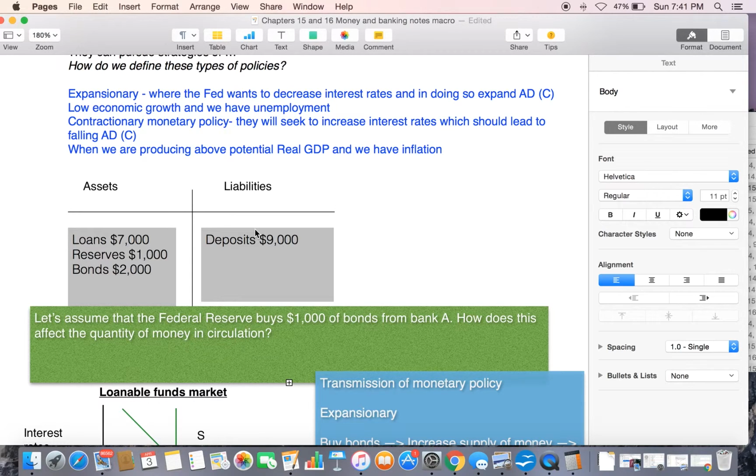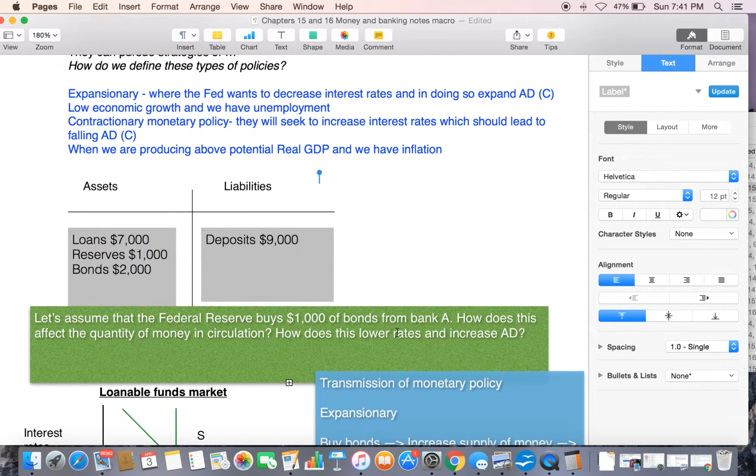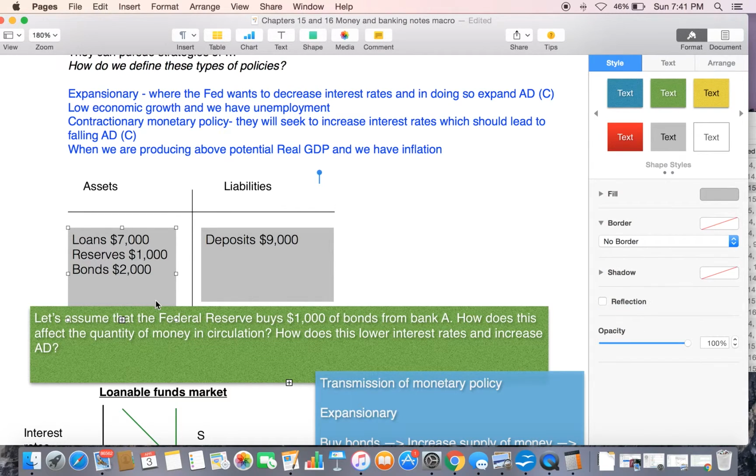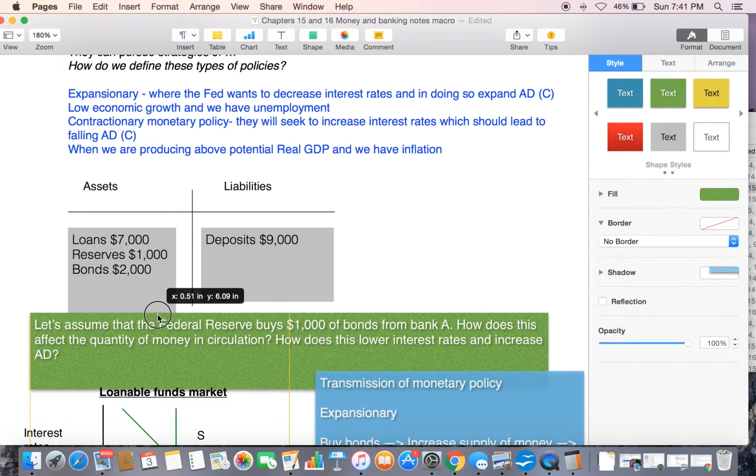So if the Fed buys $1,000 of bonds from Bank A, how does this affect the quantity of money in circulation? How does it lower interest rates and increase aggregate demand to hopefully bring us to a level of full employment real GDP that we're comfortable with? So initially, let's look at this bank. Let's assume that this particular bank also has some equity.